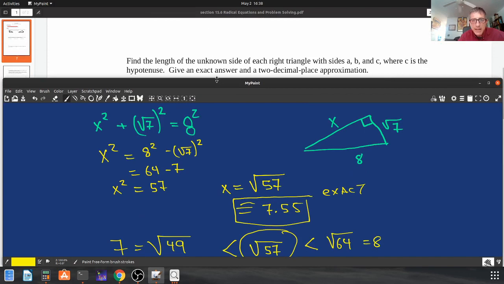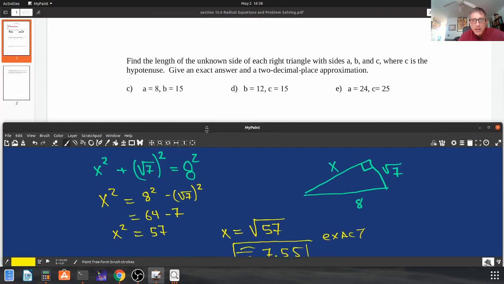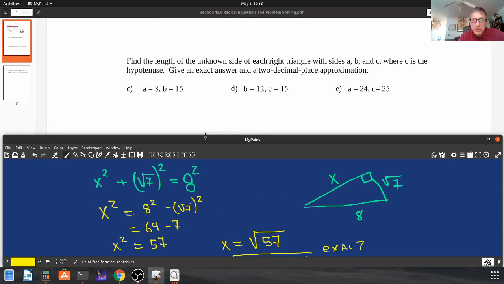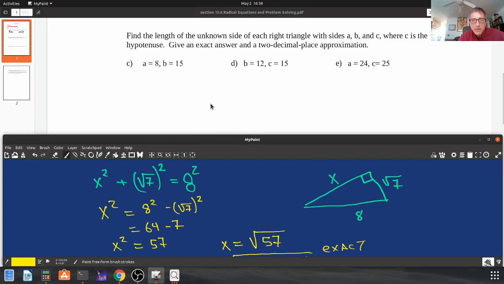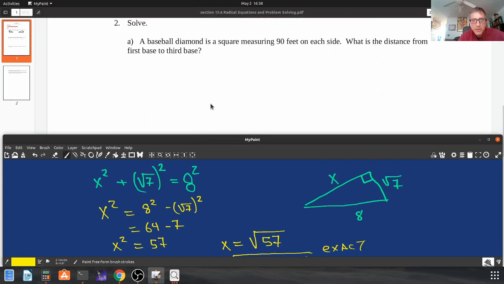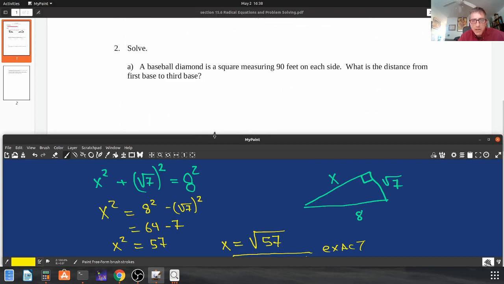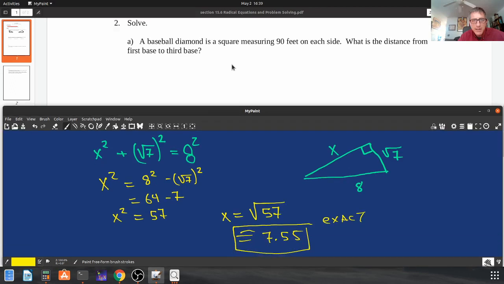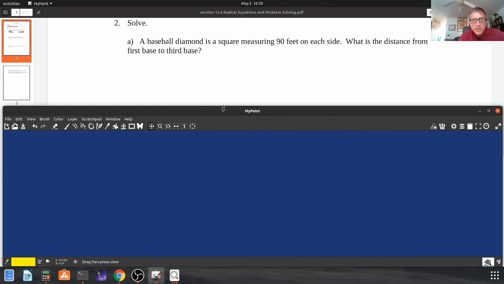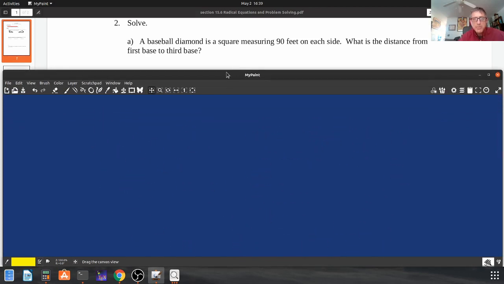One last thing. Let's not do these. We're just going to do one more thing, the one that's simple, because you're not going to get hardly any of these, if any at all, on the exam. But this one's interesting. So a baseball diamond, right? It says is, not suppose.